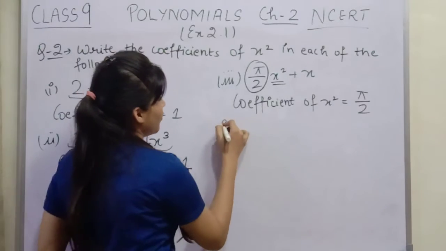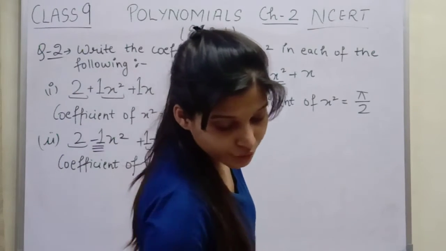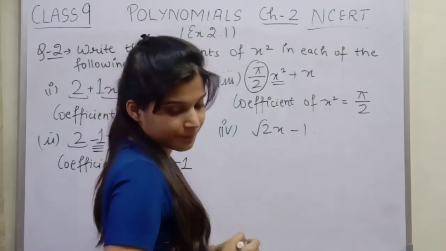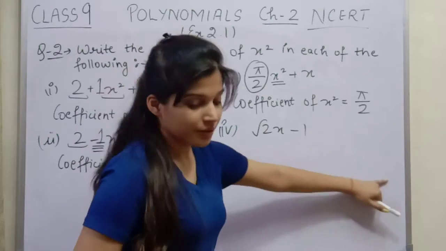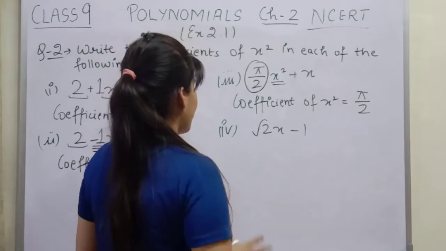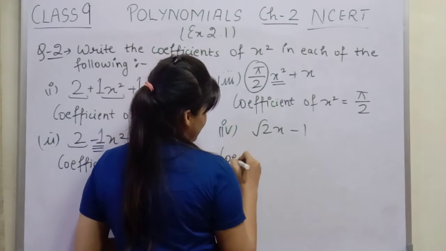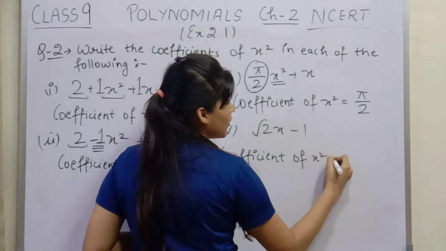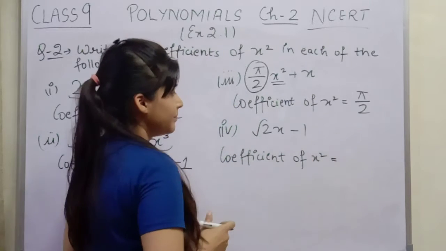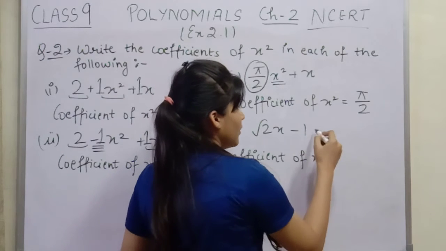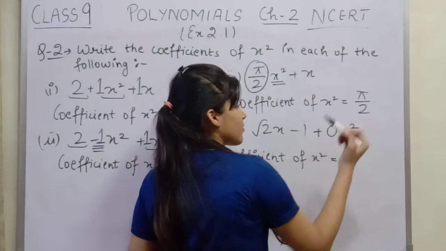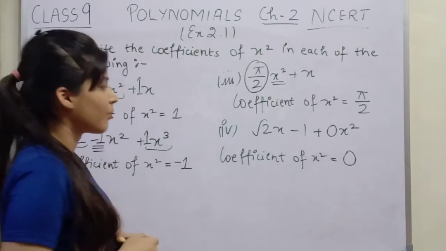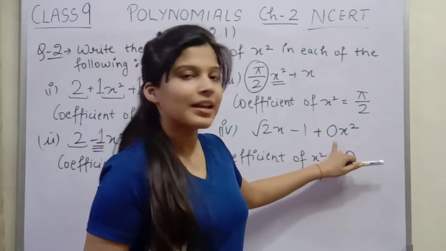Coming to the fourth part now. So the fourth part is √2x minus 1, right? Now if we talk about coefficient of x square, see यहाँ पे हम coefficient of x square कैसे निकालेंगे, because we do not have any x square term. नहीं है ना यहाँ पे कहीं पे भी x square term. So हम यहाँ पे लिख सकते हैं plus 0x², because 0 into x² is ultimately 0 only. So coefficient of x² would be 0. x² के साथ 0 है, ठीक है.